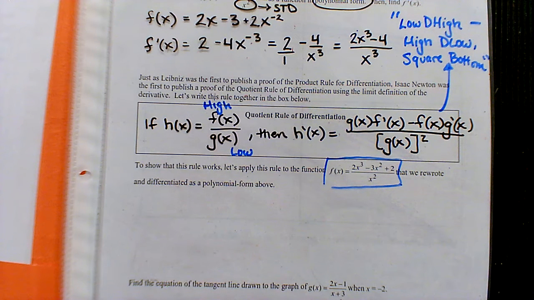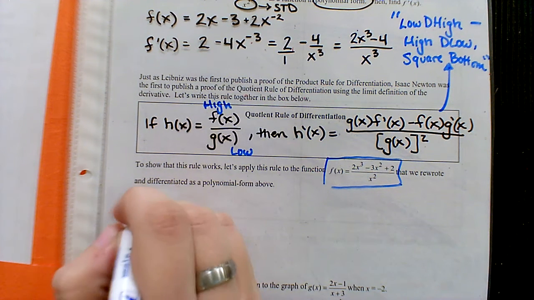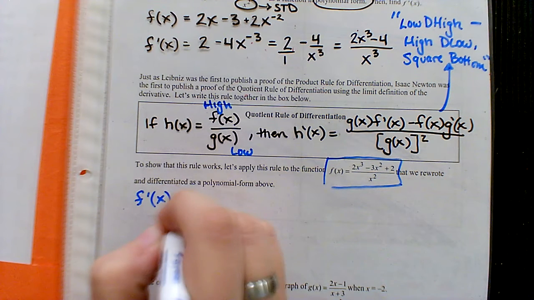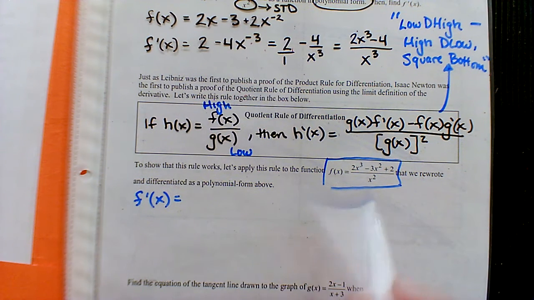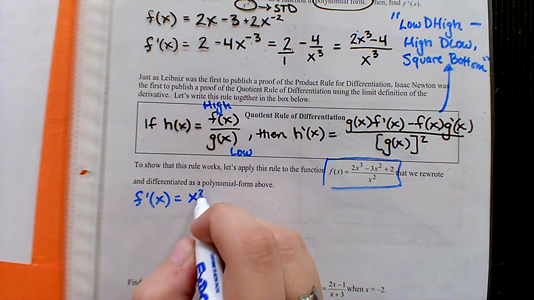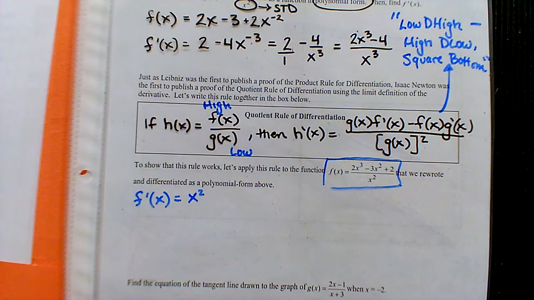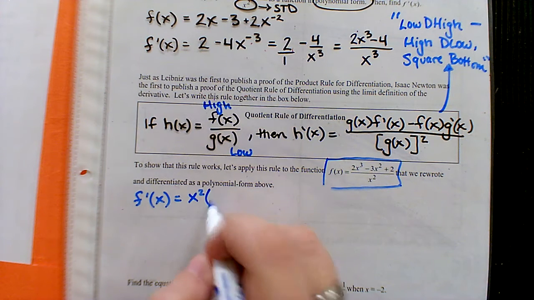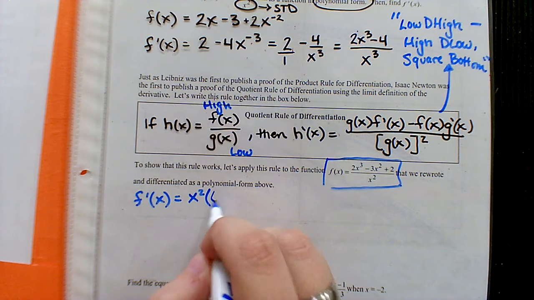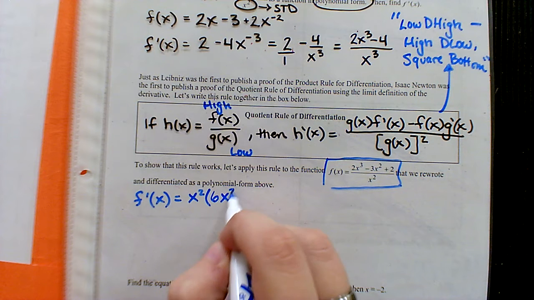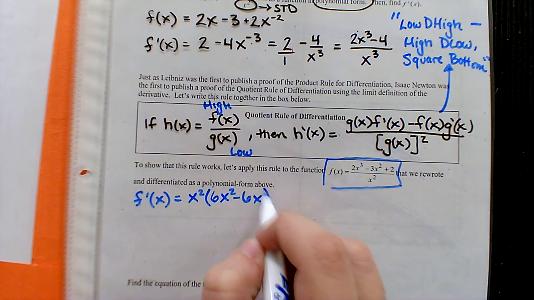Maybe you didn't want to simplify it first. Maybe you wanted to go straight to quotient. Let's see if we can get the same thing. So low d high minus high d low, square the bottom, and away we go. Our low function is x squared. We then have to multiply by d high, or the derivative of the top. Can we see how that would be 6x squared minus 6x?